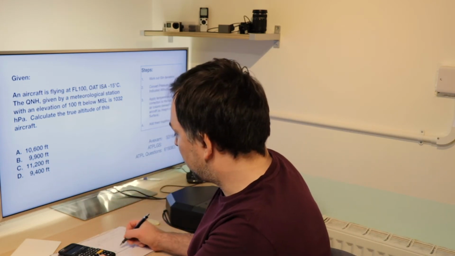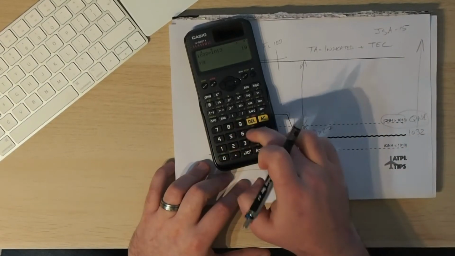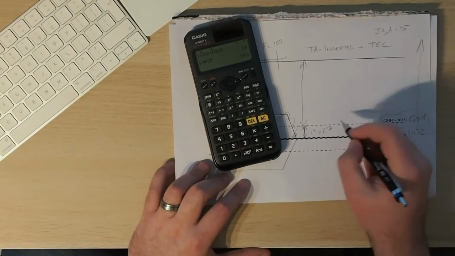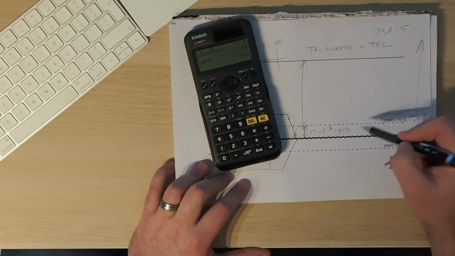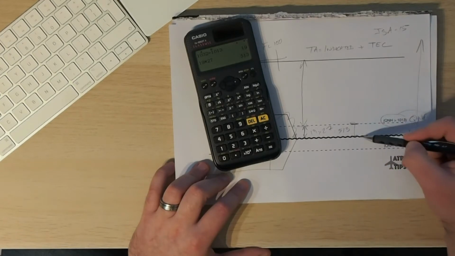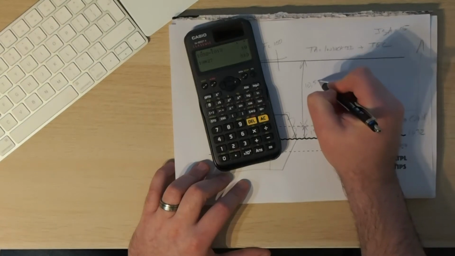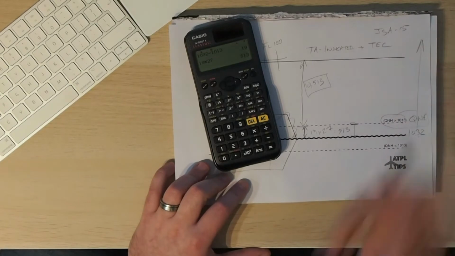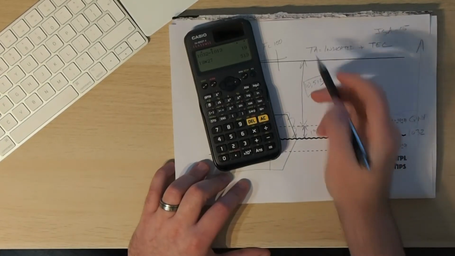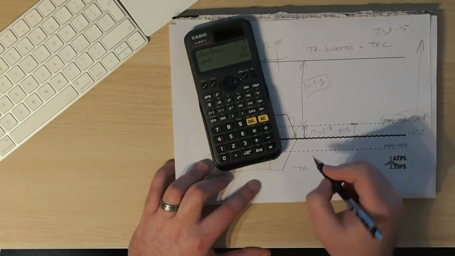So 19 hectopascals times 27 feet per hectopascal. 19 times 27 is 513 feet. So the height between our ISA datum and our pressure at sea level is 513 feet. So our indicated altitude is 10,513.